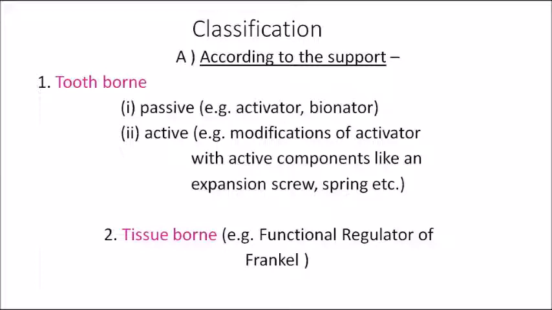So tooth-borne passive appliances are those appliances that do not have any intrinsic force generating component. That is, they just derive the support from the dentition and redirect the forces of the orofacial musculature, but they don't have any active components like your springs or elastics. So examples for these tooth-borne passive appliances are activator and bionator.